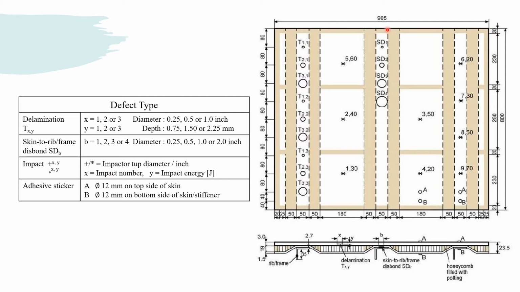And here is denoted with SD. That means the skin to rib frame disbond.